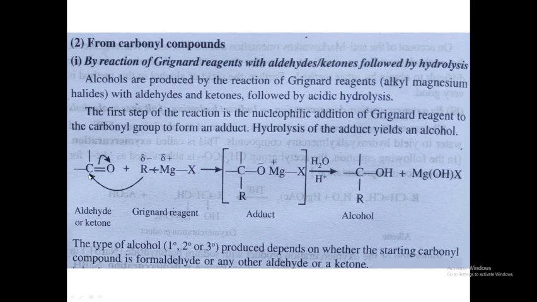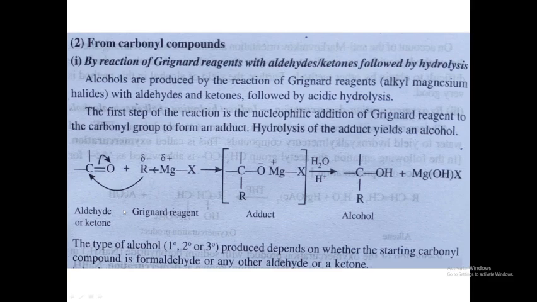The type of alcohol, primary, secondary or tertiary, produced depends on whether the starting carbonyl compound is formaldehyde, any other aldehyde, or a ketone. As we have already discussed, if we use formaldehyde as the starting material, we will definitely get a primary alcohol. When you use any other aldehyde, you will get a secondary alcohol. And if you use a ketone as starting material, you will end up with a tertiary alcohol. The formaldehyde reaction is shown here.